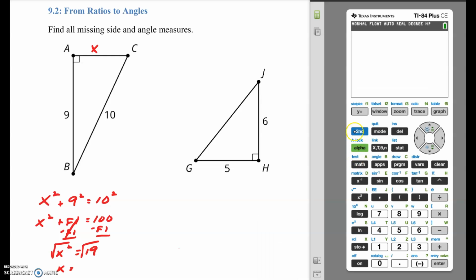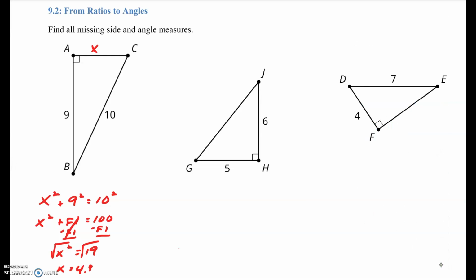So I come to my calculator and I find out what is the square root of 19, and I get 4.36. So 4.36 is my x value. Okay, so I found the side length. Now I need to find the missing angles.